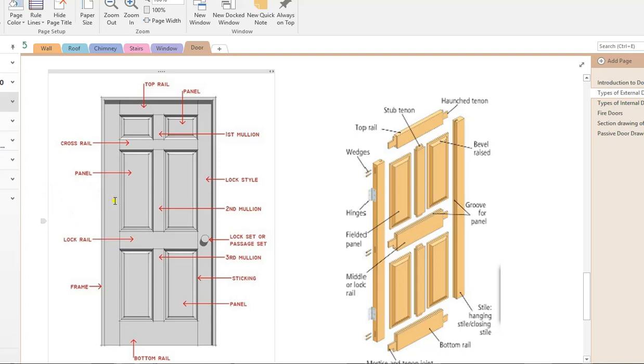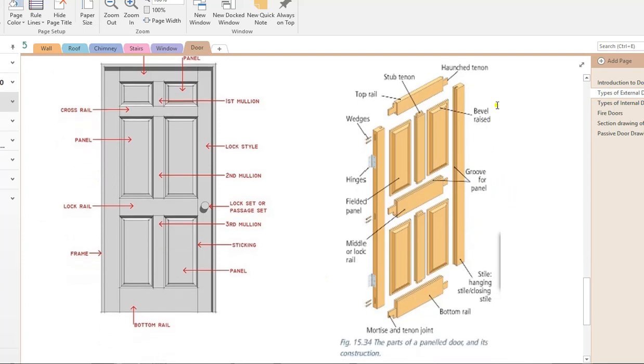The side piece of the door here, this is called the style of the door. So you have the lock style, and then you have the hinge style over on this edge. Now this here is what the door looks like when it's taken apart.